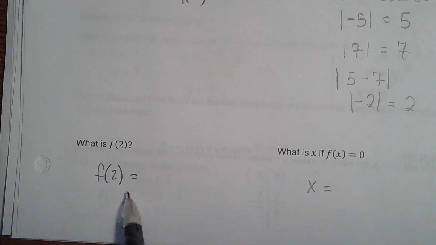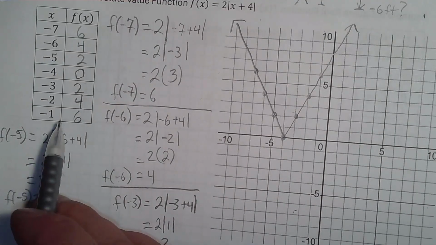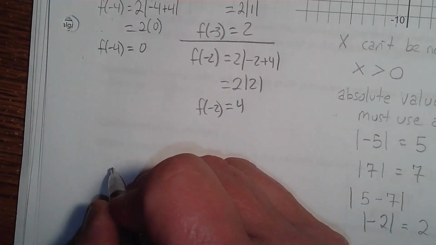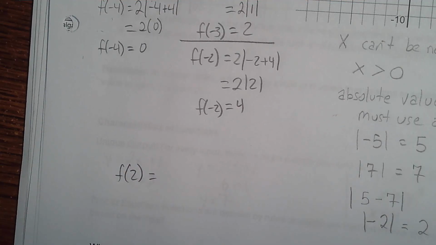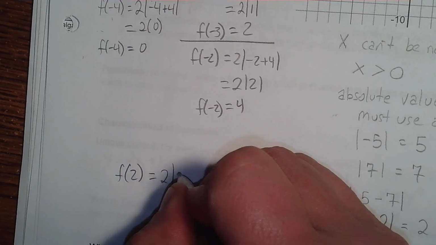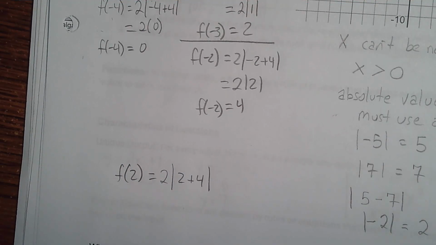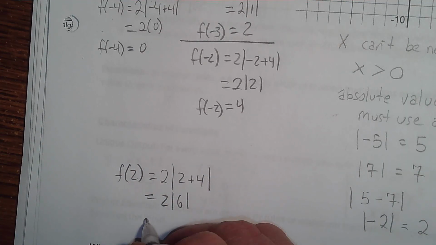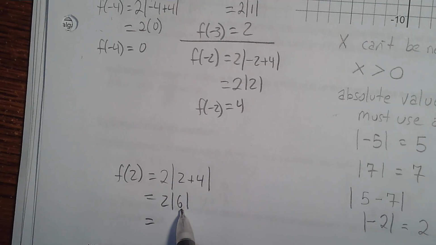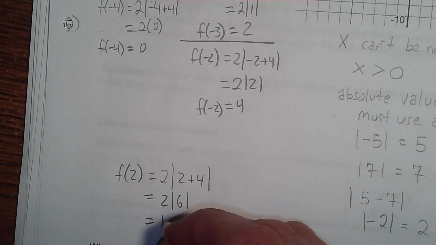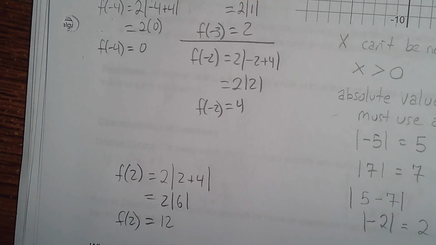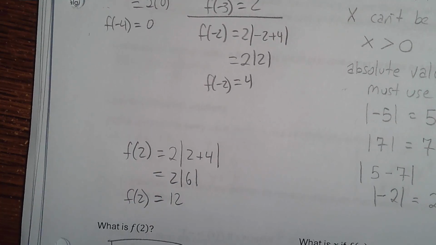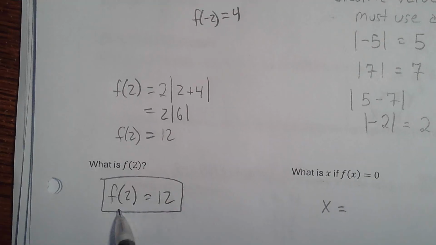All right, so for this one here, if we went up to the table, we're at f of 2. Hey, it's not on here. Well, then we're going to actually have to do the work for it, right? So we're going to have to do f of 2 equals 2 times the absolute value of 2 plus 4. And then we do what's inside, so that gives me a 6. So it's 2 times the absolute value of 6. And the absolute value of 6 is just 6. So it's just 6 times 2, which is 12. So f of 2 is 12. So sometimes those values aren't going to be in the table, right? So you're going to just have to do the work to find them.